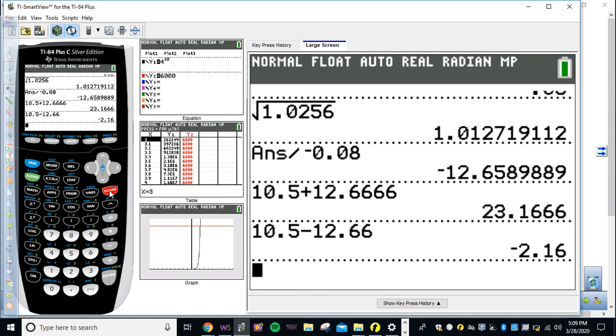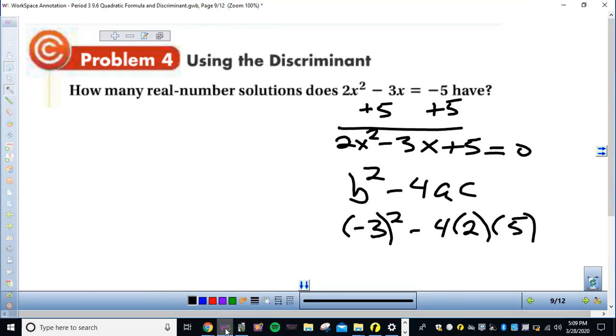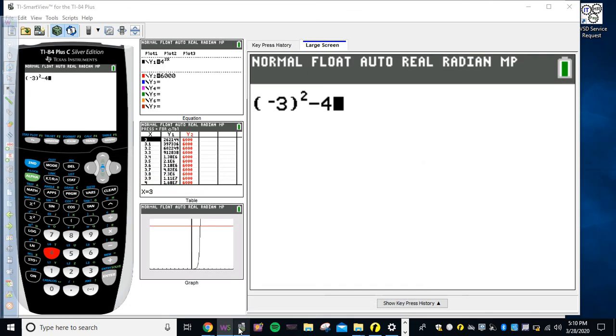We'll clear this stuff out. So again, using parentheses, negative 3 squared minus 4 times 2 times 5. And there you get negative 31.